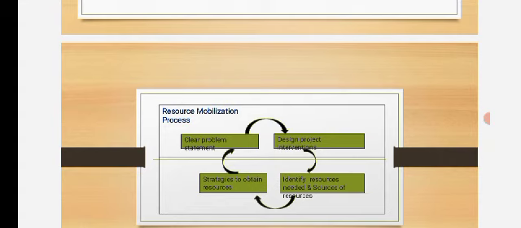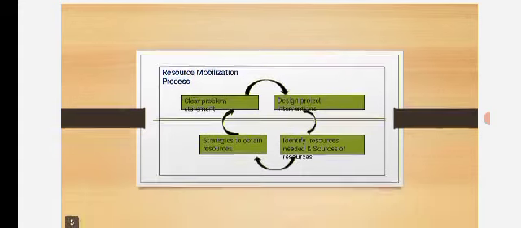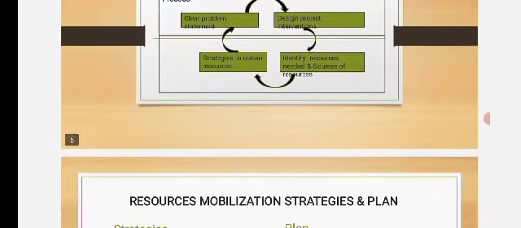We have the resource mobilization process, and in that process we have a clear problem statement, whereby you define exactly the problem, and we have design project interventions. We have strategies to obtain the resources. Those are basically the ways that are used to obtain such resources. And we have identify resources needed and sources of resources.